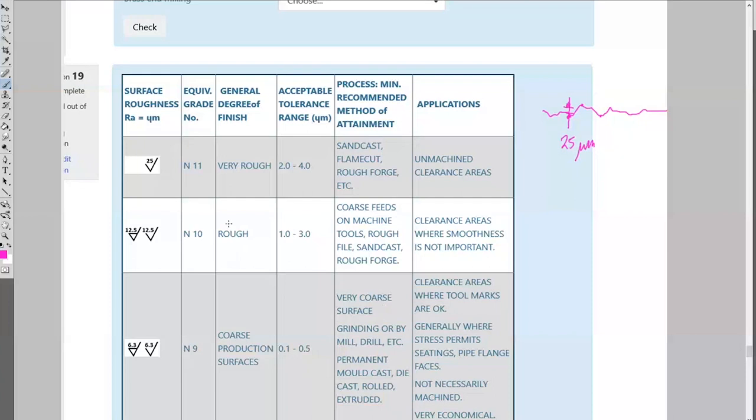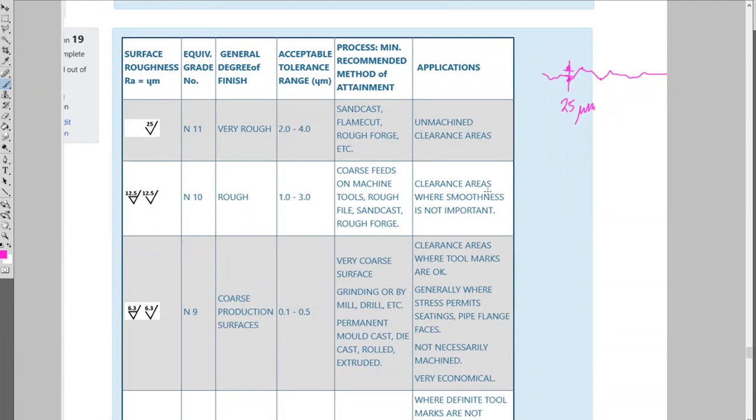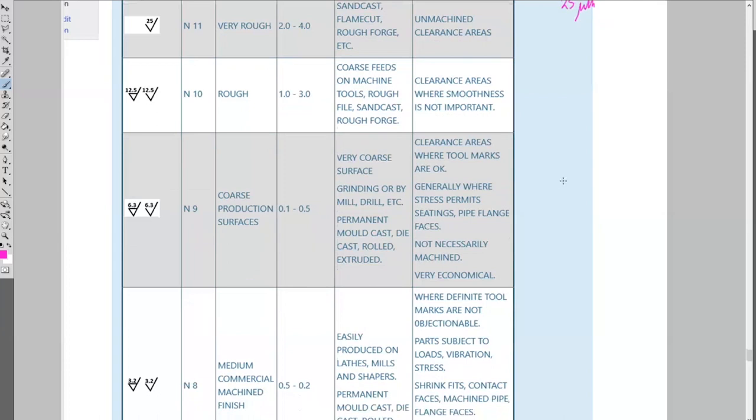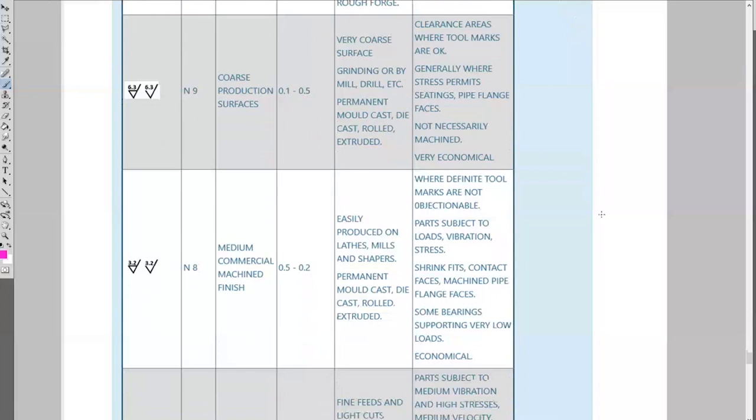So they tend to halve them each time as you get higher and higher surface finish. Very rough is 25 microns, which is like if you just came straight off sand casting. So it's pretty bad. And 12 microns is bad machining. 6.3 microns is fairly standard machining. 3.2, okay, now we're starting to get pretty nice. Looking pretty good. And 1.6 is getting serious.